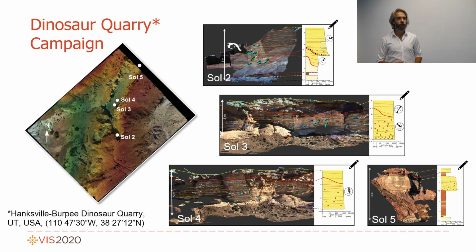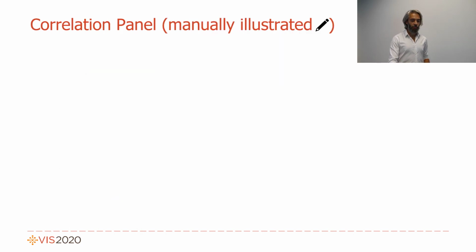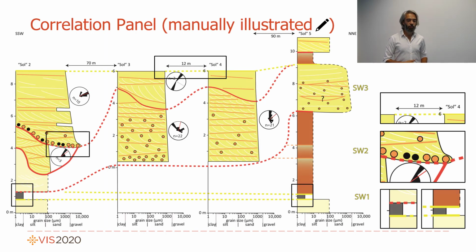Inspiration for this work was the Dinosaur Quarry campaign. Our collaborators, leading planetary geologists, went to Hanksville, Utah in the course of a Mars field exploration and captured 4 outcrops digitally. They interpreted the digital outcrop models, created logs, and finally arranged them in a correlation panel, which looks like this.